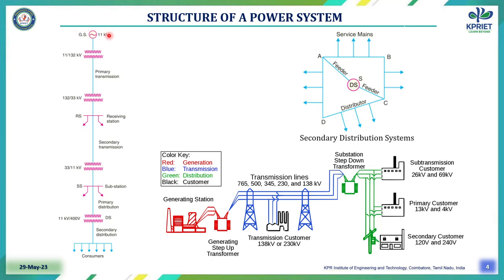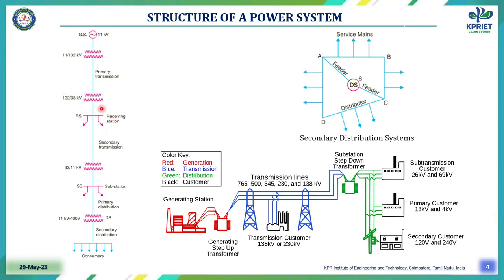After that, the generated voltage of 11 kV is stepped up to 132 kV by using primary transmission. That is called primary transmission, using a power transformer. The generated 11 kV is stepped up into 132 kV through primary transmission, and the power will be transferred.